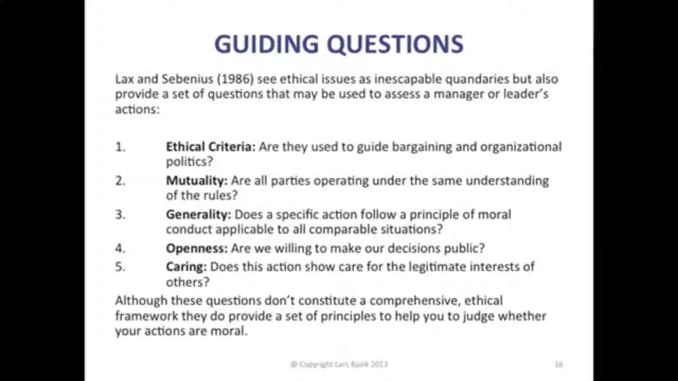Lax and Sebenius see ethical issues as inescapable quandaries, but also provide a set of questions that may be used to assess a manager or leader's actions. First, ethical criteria. Are they used in bargaining and organizational politics? Second, mutuality. Are all parties operating under the same understanding of the rules? Third, generality. Does a specific action follow a principle of moral conduct applicable to all comparable situations? Fourth, openness. Are we willing to make our decisions public? And fifth, caring. Does this action show care for the legitimate interests of others? Although these questions don't constitute a comprehensive ethical framework, they do provide a set of principles that may be used to judge whether or not your actions are moral.